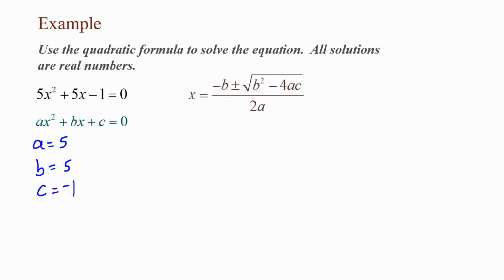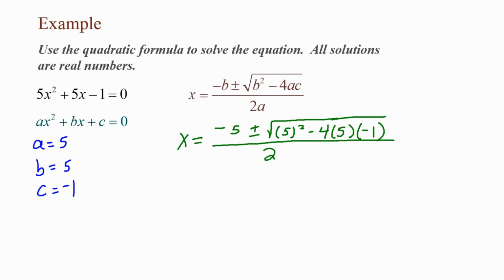Then using our quadratic formula, x equals the opposite of 5, which is negative 5, plus or minus the square root of 5 squared minus 4 times 5 times negative 1. Our square root symbol should cover all of that. All of this is divided by 2 times 5. Once you've substituted into the formula, you can do the math to find x.